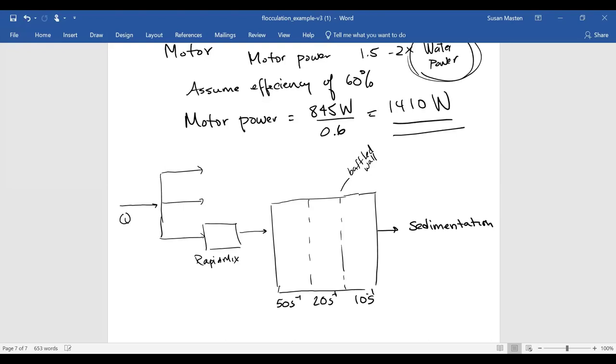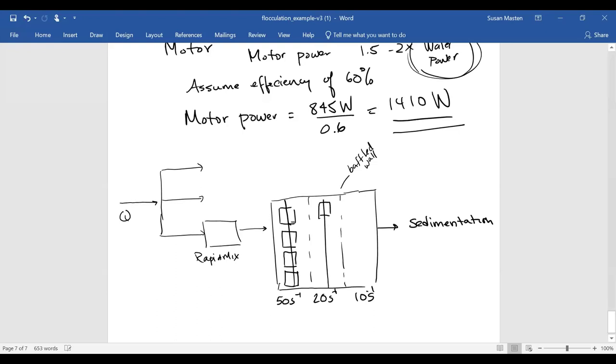We've designed this with a center shaft here. And then on each center shaft, we have four paddle wheels. And I didn't draw this very well. Okay, so we have four paddle wheels. So same thing here, we have four paddle wheels.